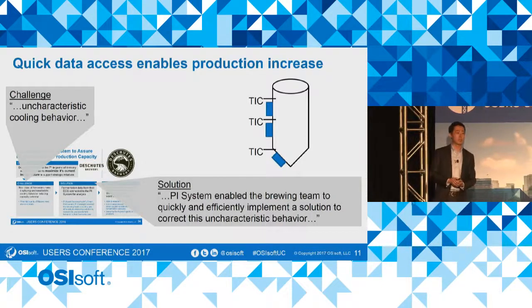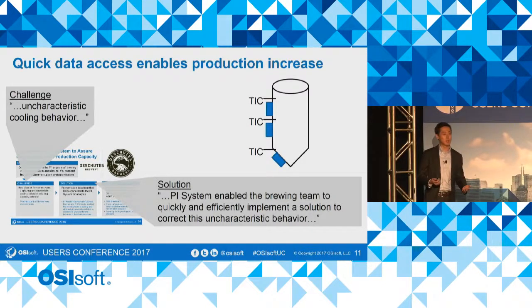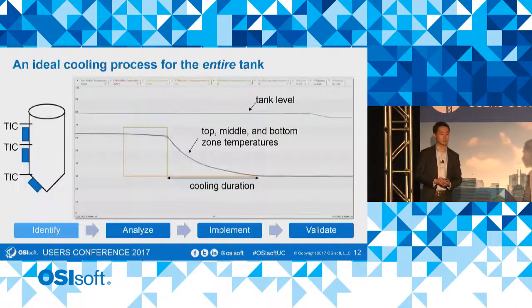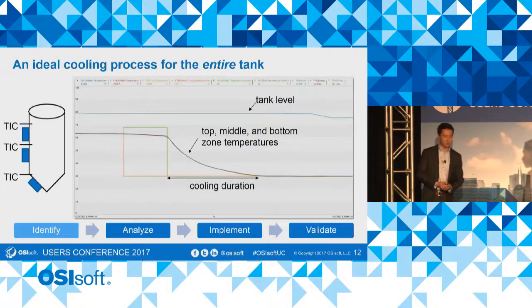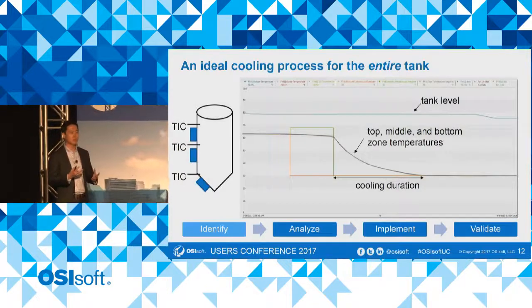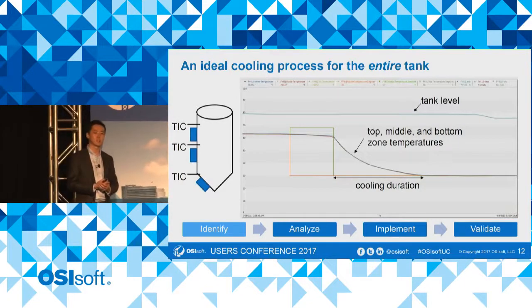So we're going to talk about what that problem was, how the PI system helped them to solve it, and what the business impacts of this solution are. So really quickly, the diagram on the left you see there is a graphical representation of what a fermentation vessel looks like.